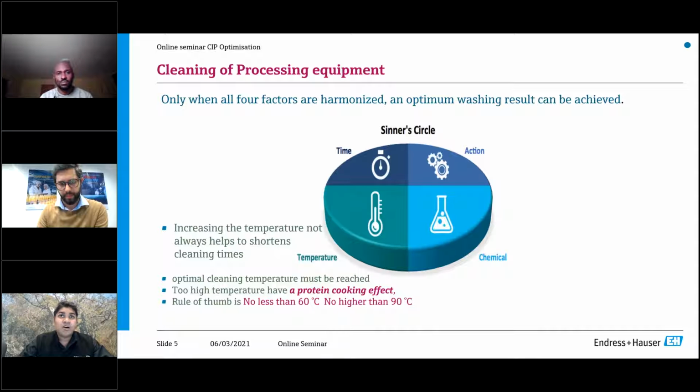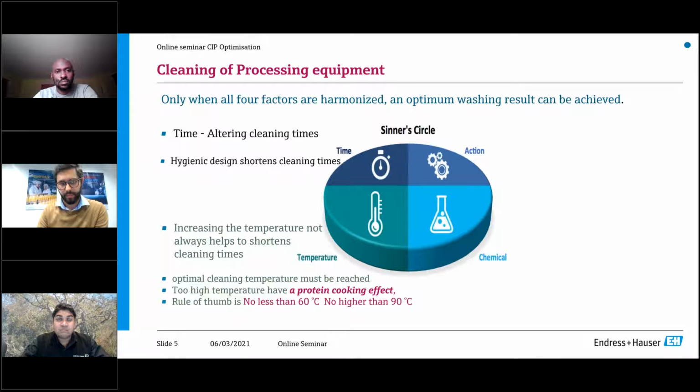Temperature is key. Obviously, if you don't have the right temperature in your line to clean, especially with the hot water and the CIP, you don't kill off the bacteria. If it's too high, you're actually wasting energy. So typically, the rule of thumb is no less than 60 degrees and no higher than 90 degrees. This is to attain the optimal temperature of the process. The next one that we have is time.